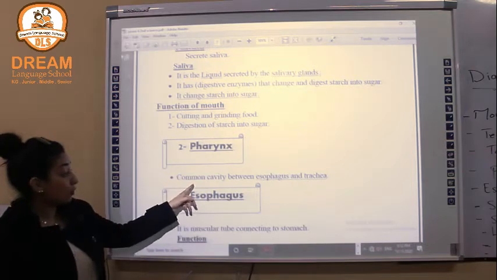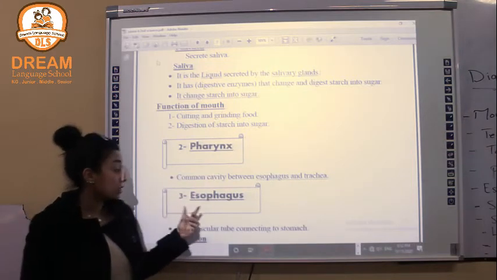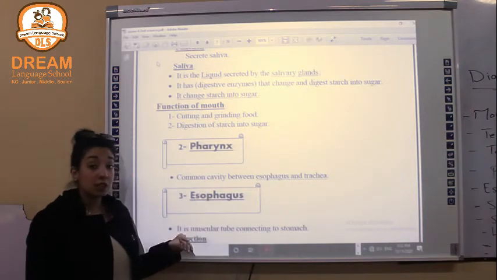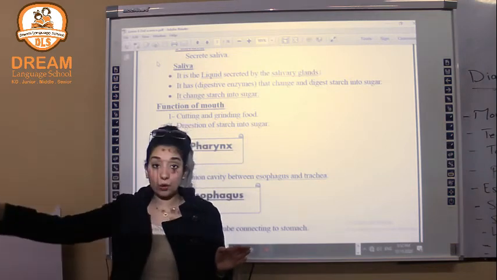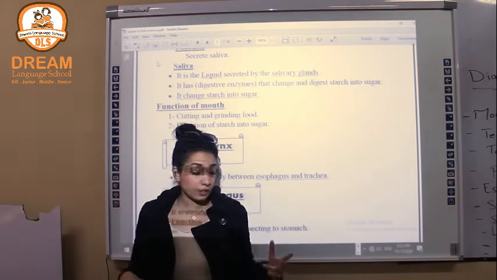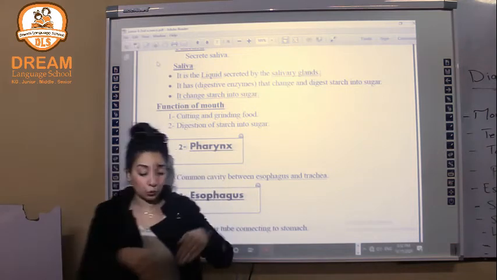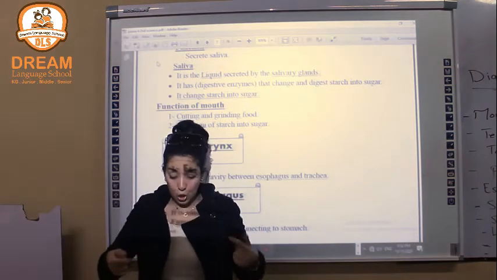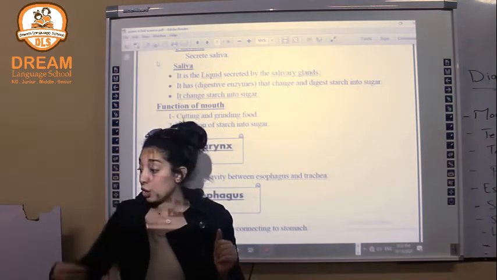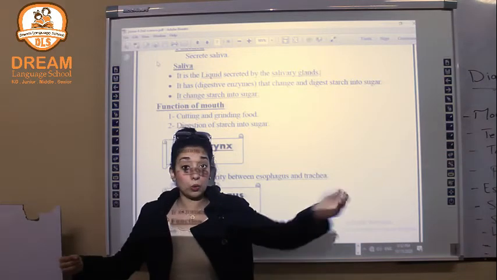What is the meaning of common cavity? Common cavity means a way. Cavity means a space. Common, it makes me go from here or go from here. What is this meaning? Pharynx is like the door of the school. After you go through the door of the school, you will go right or you will go left.